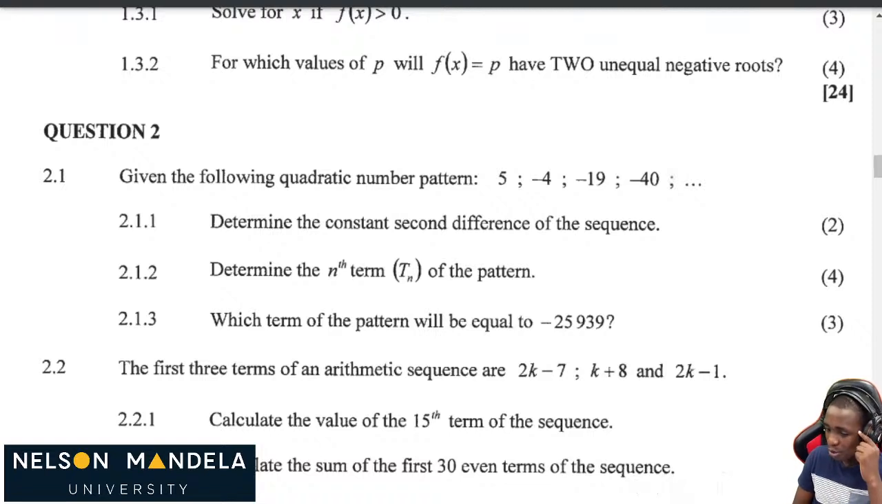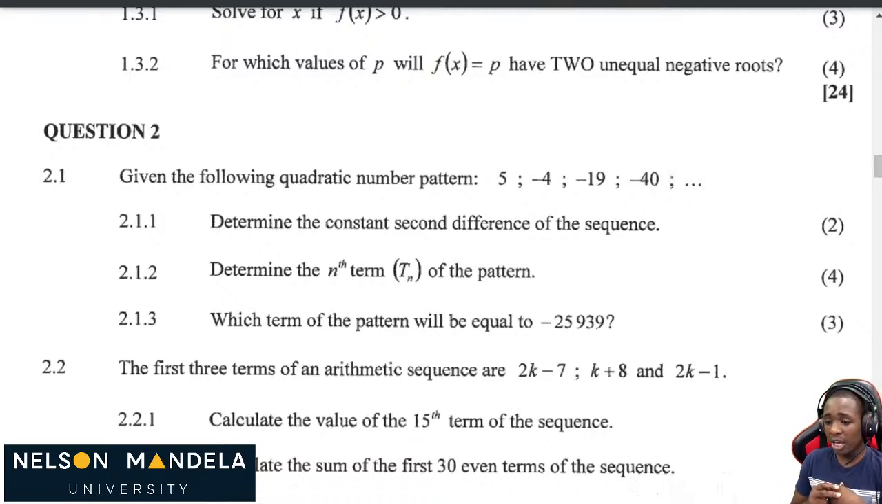So what has to come to your mind when you are reading this? Oh, it's a quadratic number pattern. Since it's a quadratic number pattern, you must know that it has a second constant difference, and after that you use the formula Tn is equal to an squared plus bn plus c, and I can manipulate what I know and find what they need from me.